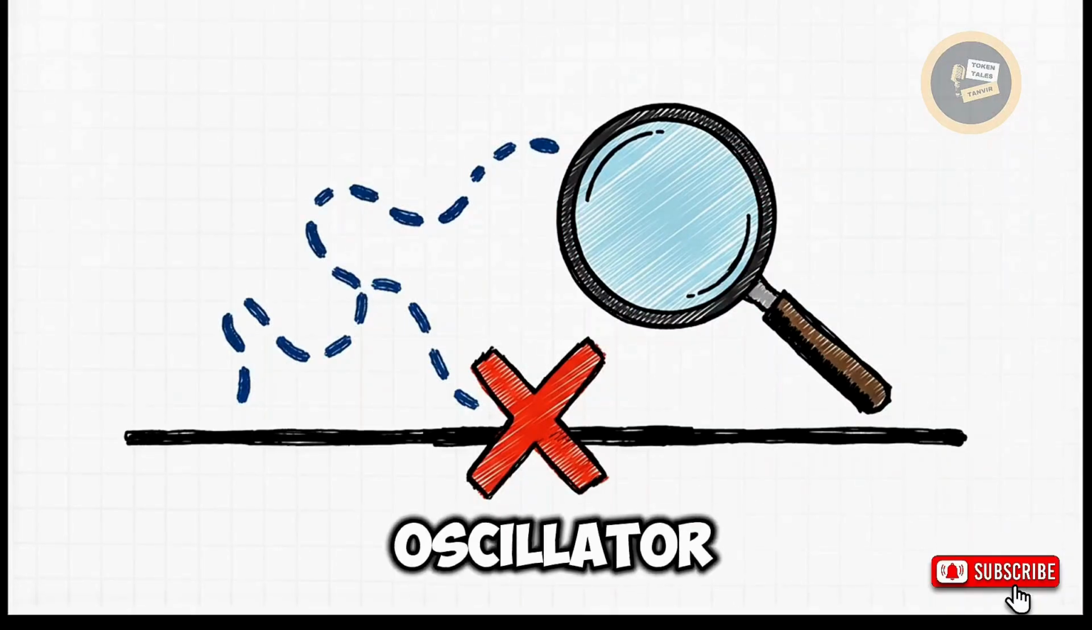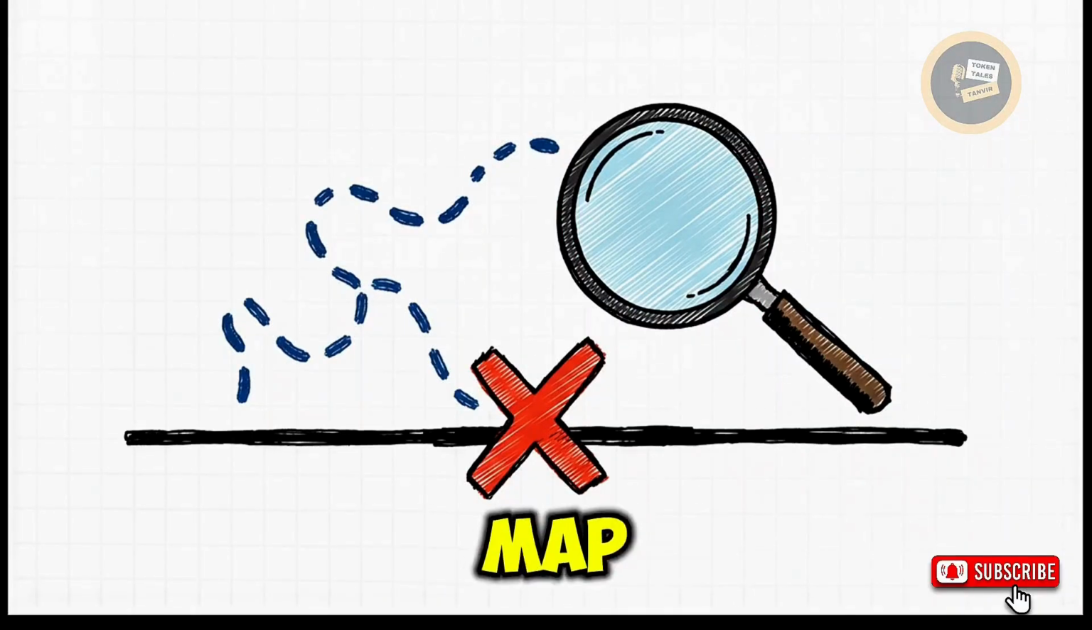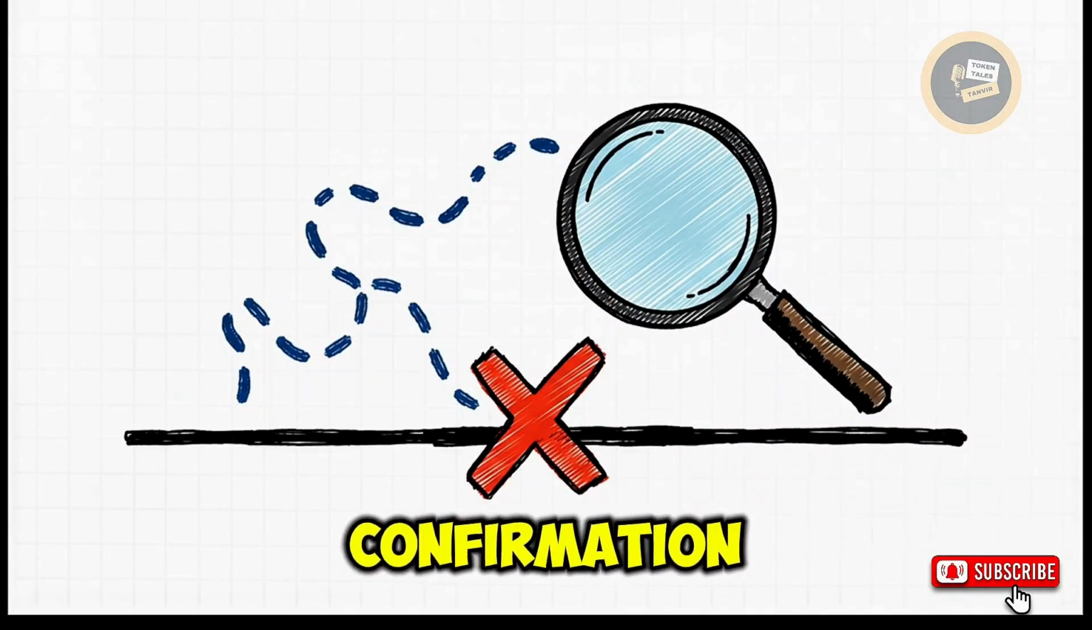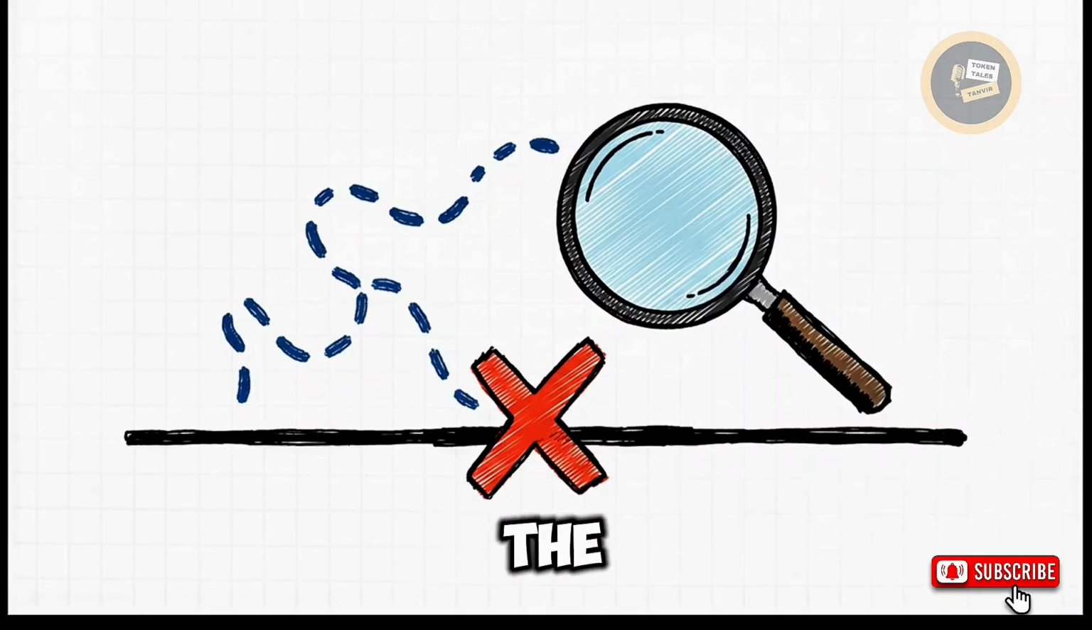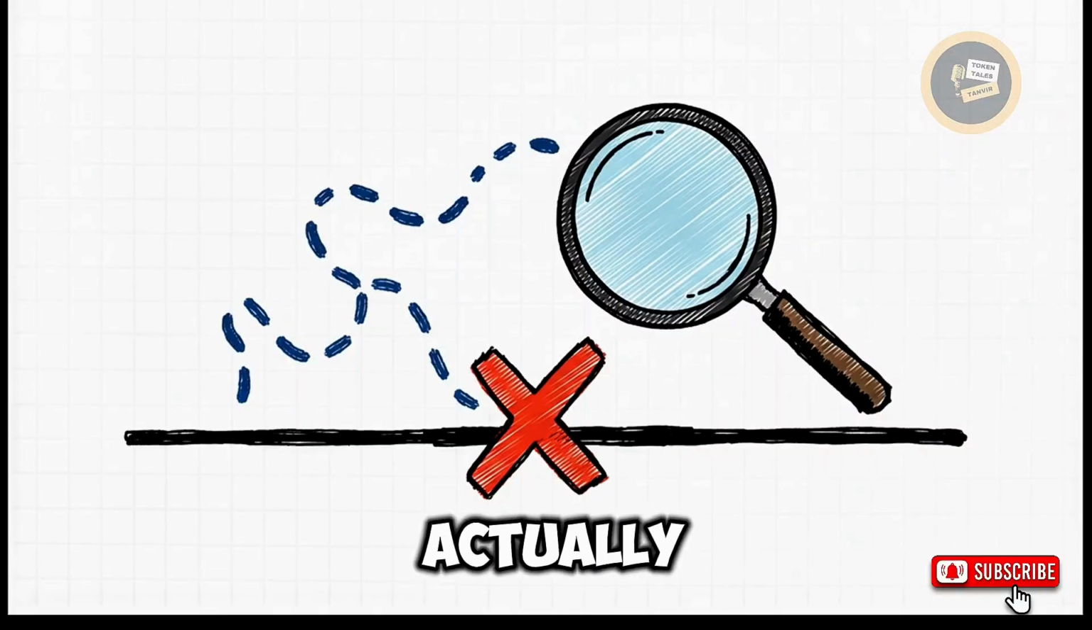So if the oscillator is our signal, then this structural map, well, that's our confirmation. It gives us a specific location on the chart to watch. It answers the question, okay, that's a nice signal, but where is this reversal most likely to actually happen?